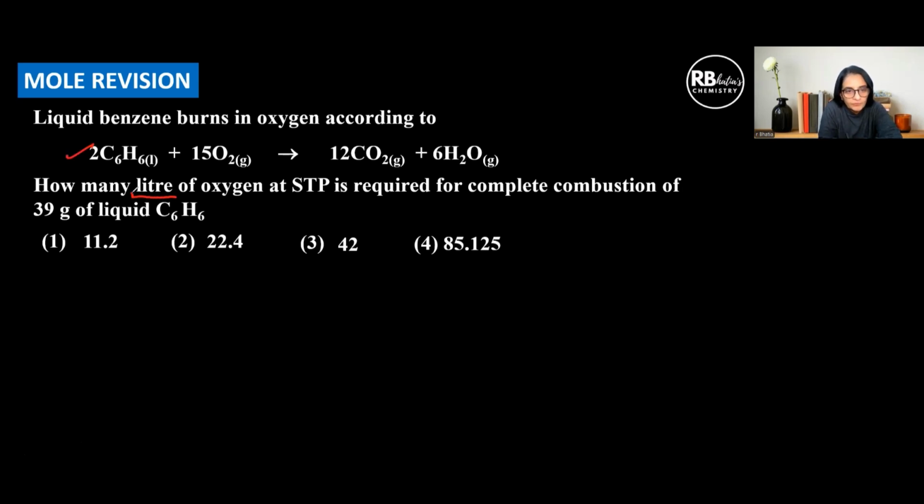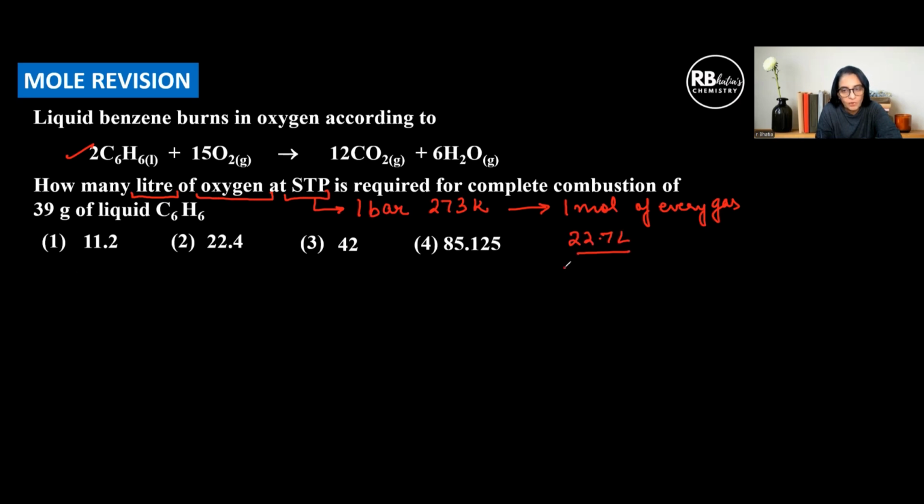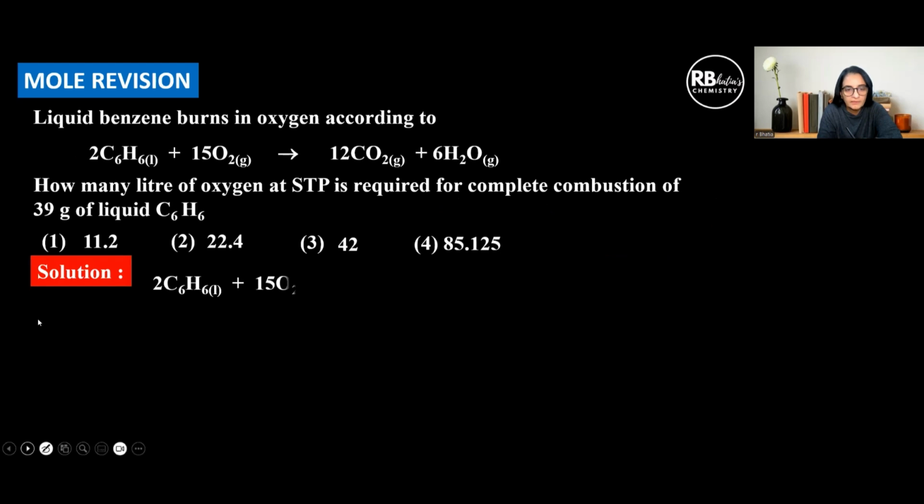We are supposed to calculate volume of oxygen at STP, and the new STP is 1 bar, 273 Kelvin temperature, and at this 1 mole of every gas occupies a volume of 22.7 liter, right? We also call this as molar volume. Clear? So now let us look at the solution.